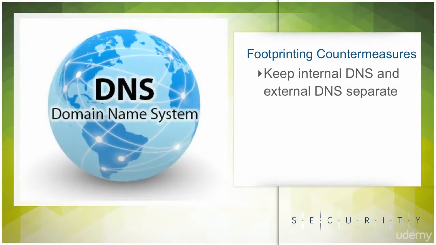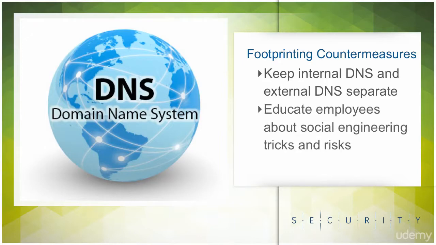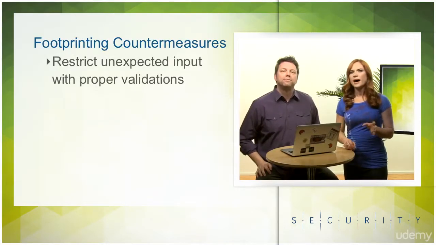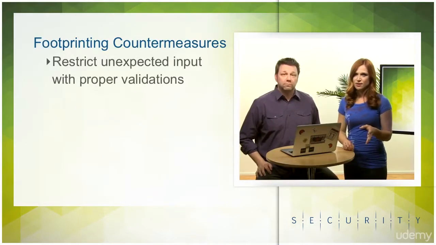Keep the internal DNS and external DNS separate. Disable directory listings and use split DNS. This is one way to avoid easier footprinting. Another thing, educate your employees about various social engineering tricks and risks. And restrict unexpected input by having proper validations.